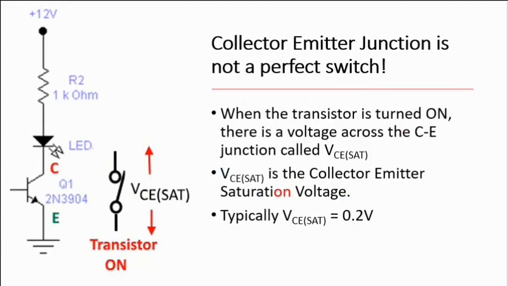The collector emitter junction is not perfect when the transistor is on, so it's turned on, it's saturated. There's a voltage across the collector emitter junction called VCE sat. So this is our saturation voltage across here. So it's not a perfect switch. The switch closes and then we get a voltage across here. Typically, VCE sat is 0.2 volts.